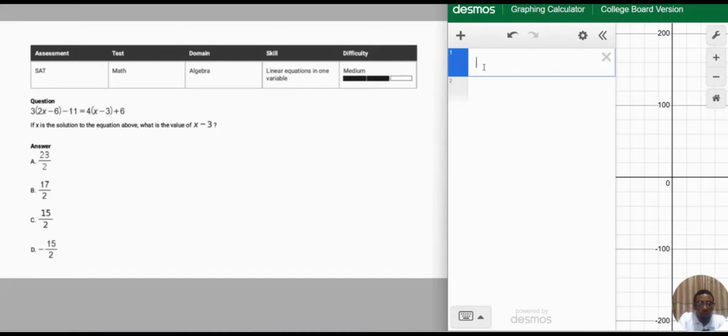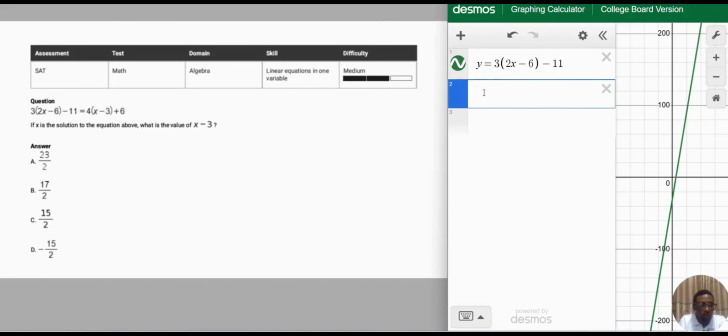I will type the first equation on the left as y = 3(2x - 6) - 11. Then I will type the second equation on the right as y = 4(x - 3) + 6.